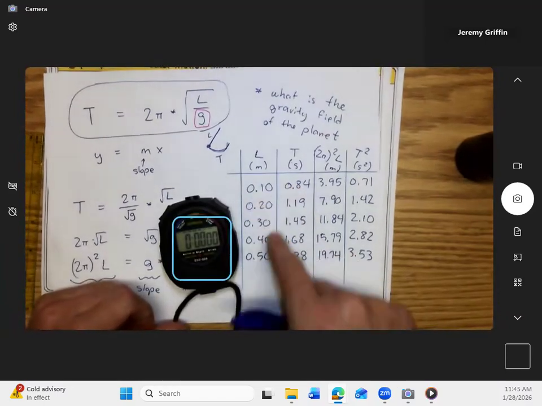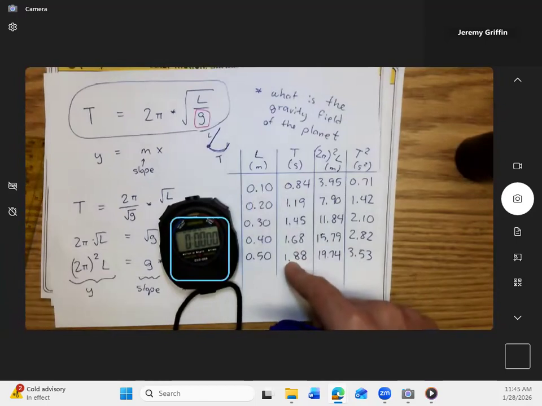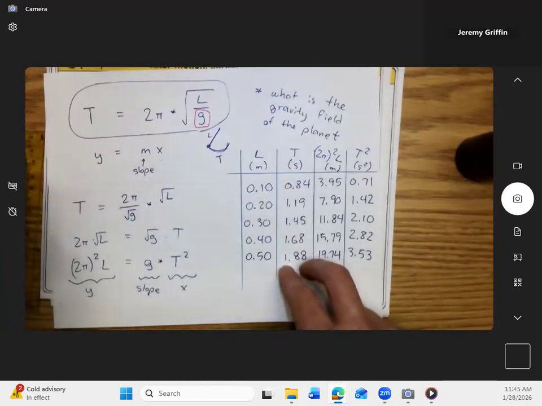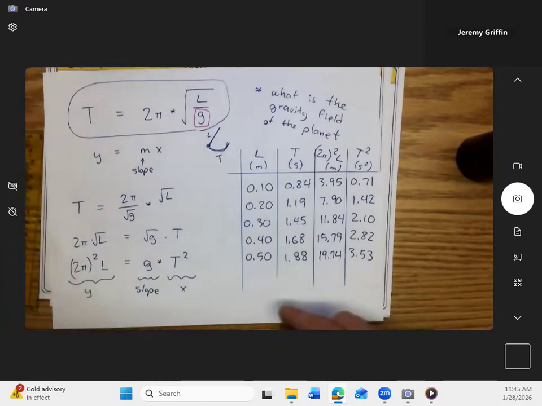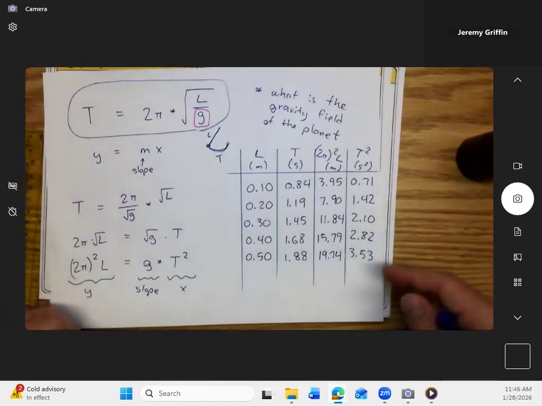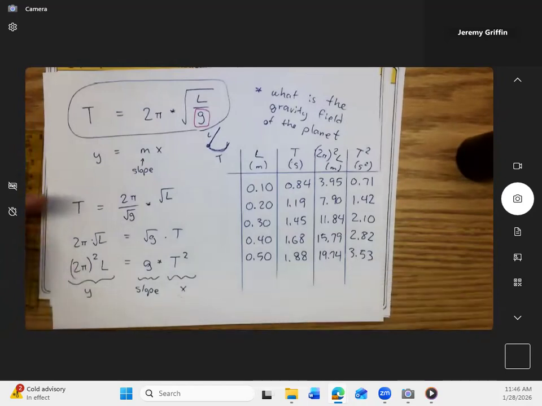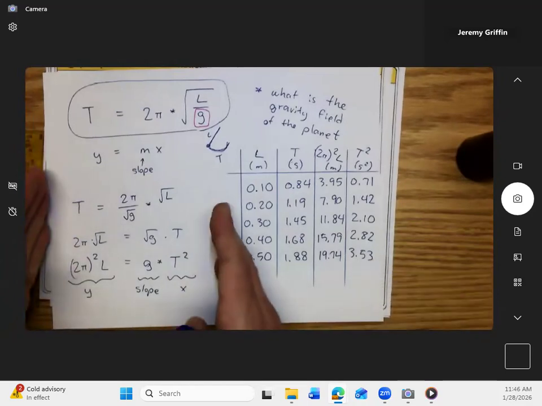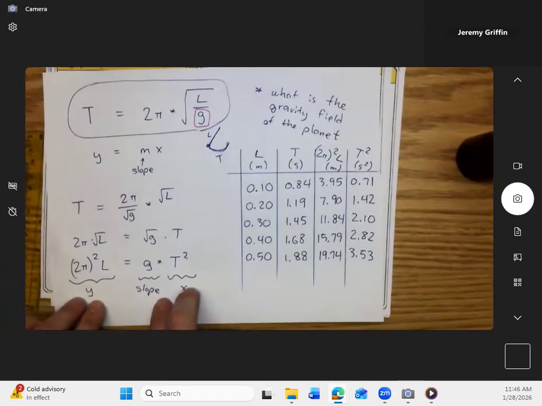The longer the pendulum, the more time it takes to swing. That makes sense. There's a few different ways to get the gravity field out of this. What we're going to do is make a linearized graph, and we're going to take the slope. We've done the algebra ahead of time, over here on the left side of this paper. We've set this up in such a way that y equals a constant times x, so all this data will linearize, and the slope of this linear graph will exactly represent the gravity field of the planet. You guys get that?